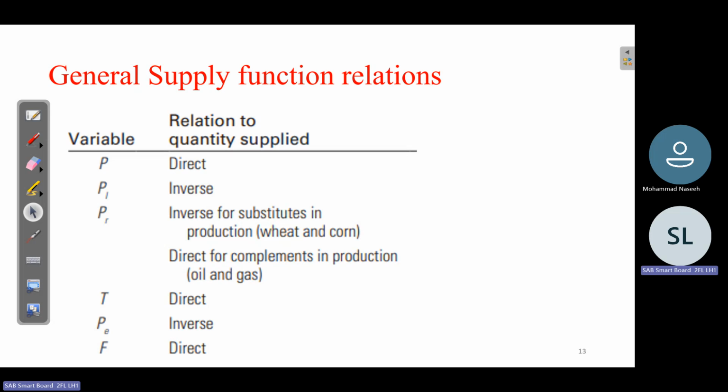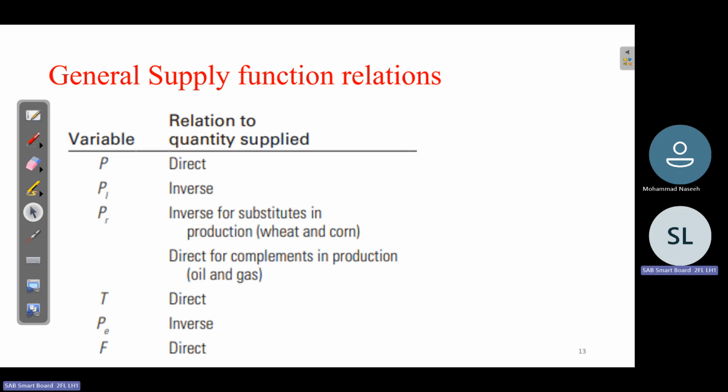So our supply determinant is the price of corn flour, the price of a substitute product in production. So assume the price of corn flour has increased. Being a rational producer, you would supply corn flour instead of corn. Now we are considering the supply of corn. Right? The price of corn flour has increased.